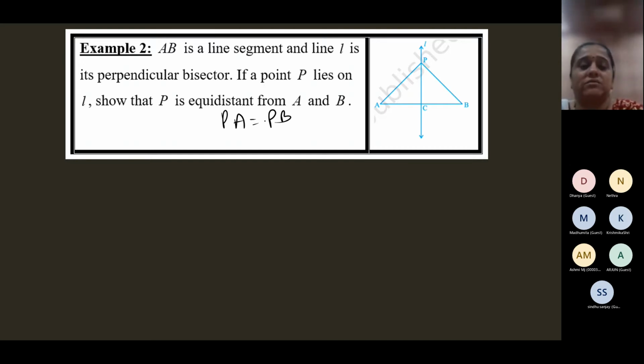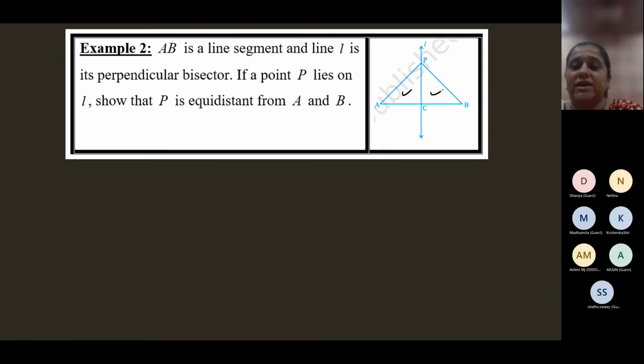All right. So take up a triangle which has PA as a side. Take up another triangle which has PB as a side. Show that these 2 triangles are congruent. Then these will be the corresponding sides. So they'll also be equal. Such a simple one it is.